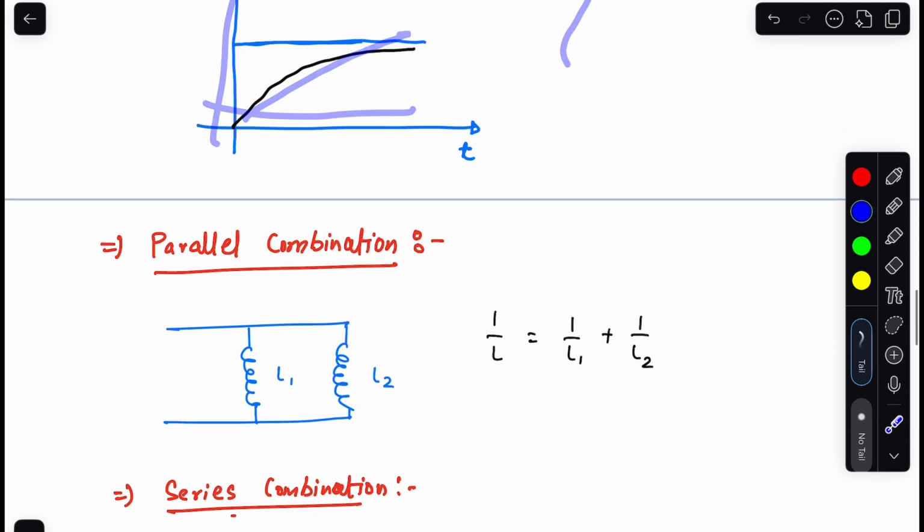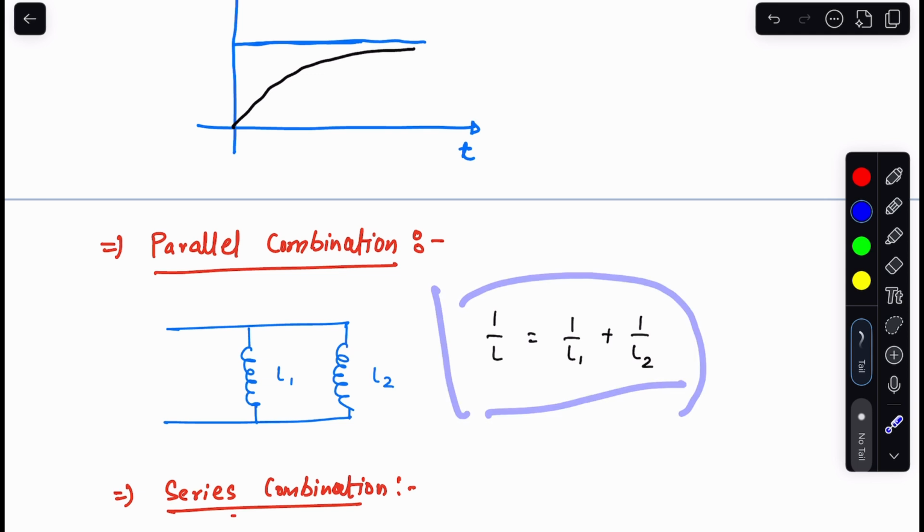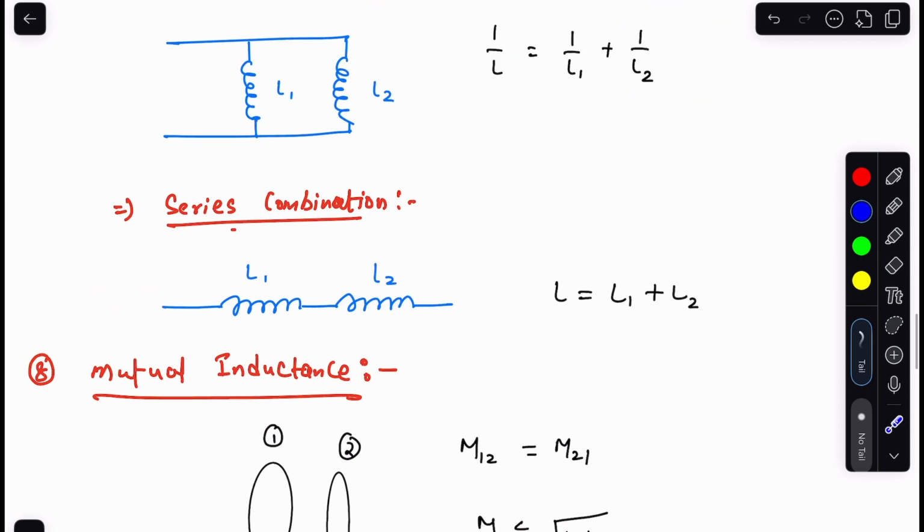In the case of the parallel combination, we have the total inductance 1 by L equals 1 by L1 plus 1 by L2. We can do the calculations of this. In the series combination, the total inductance will become L equals L1 plus L2.